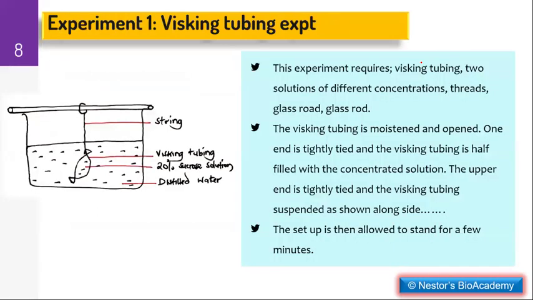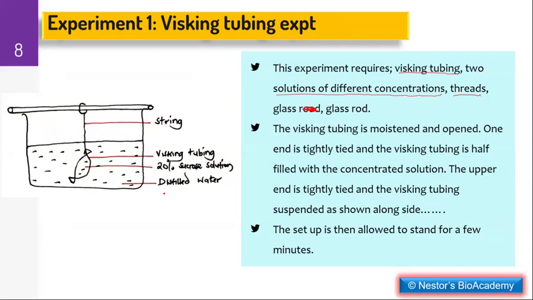So experiment 1, we are going to review the Visking tubing experiment. This experiment usually requires the following materials. Visking tubing. You can be given 2 solutions of different concentrations, and in a practical exam, you might not know which one is hypertonic, which one is hypotonic. You can be provided with the threads, and you can also be provided with a glass rod. And once you have these materials, you might be instructed to set up your apparatus as shown.